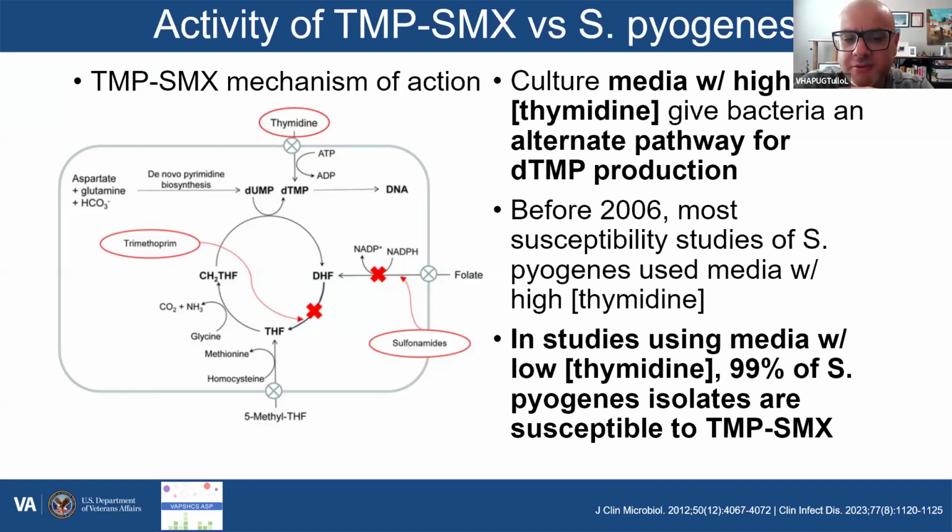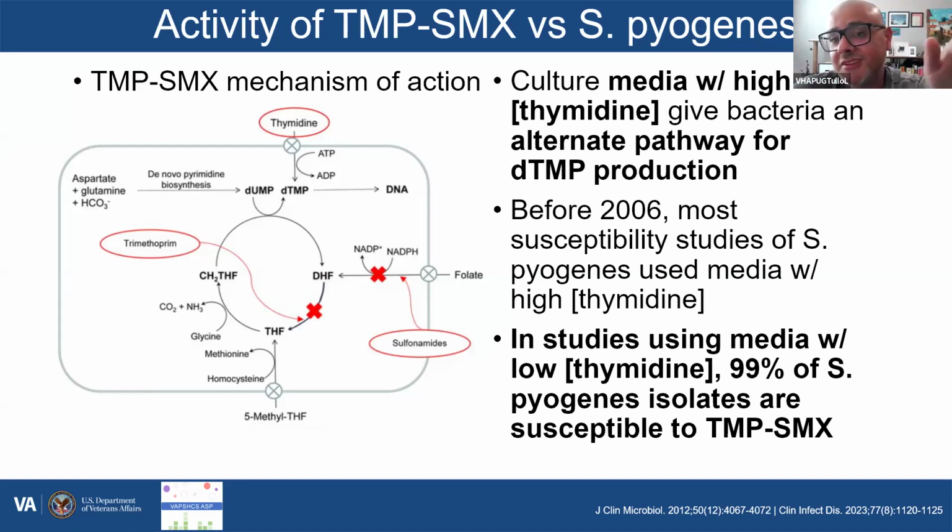And the reason why is because if you look at the mechanism of action of Bactrim, it acts on the folate pathway to prevent production of dTMP, which is a precursor important in DNA replication, right? The thing is that thymidine gives bacteria an alternate pathway to produce that and DNA. And before 2006, most susceptibility studies of strep pyogenes used media that contain high concentrations of thymidine. And that, as I said, would give bacteria an alternate pathway for dTMP production.